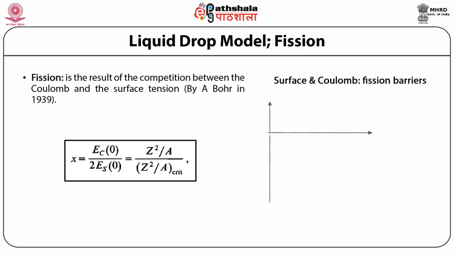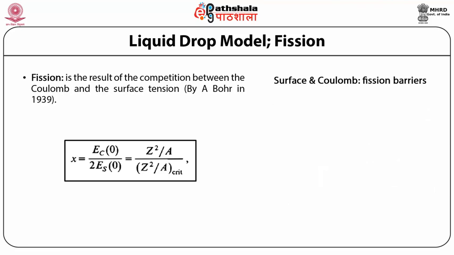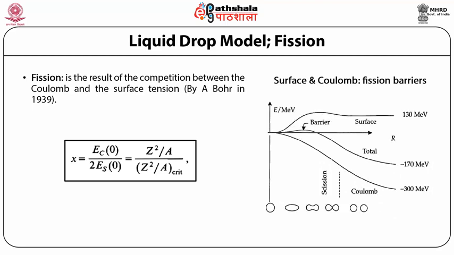As fission is the result of the competition between the Coulomb and the surface tension terms, we can find the factor x, which is equal to EC0 upon 2ES0, which is equal to Z square by A over Z square by A critical.